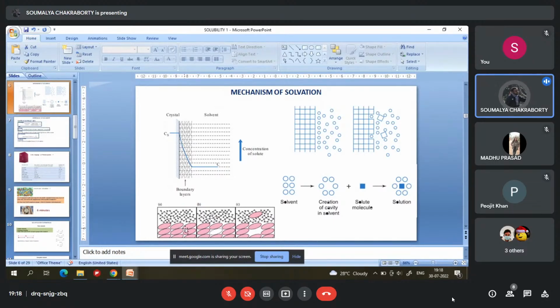Here you can see this is a solvent molecule and these are solid molecules. The solute is getting dissolved, it is coming into the solvent, and here a cavity is present and it is just getting accommodated in the cavity.